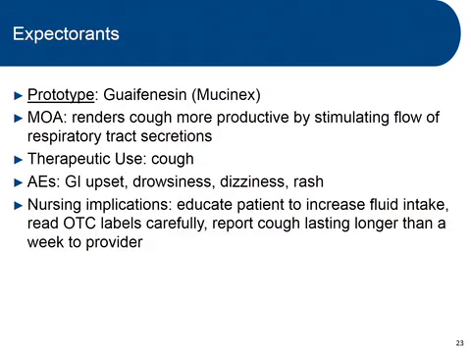All right, and then the last drug class we'll talk about are the expectorants. The prototype is guaifenesin, or Mucinex is the brand name. This drug basically renders the cough more productive because it stimulates the flow of respiratory tract secretions. So the patient is experiencing a cough, but they're not able to move those secretions out of their bronchial tree. But since this drug helps to increase the flow of secretions, the patient's actually more able to cough the secretions out, so to speak.